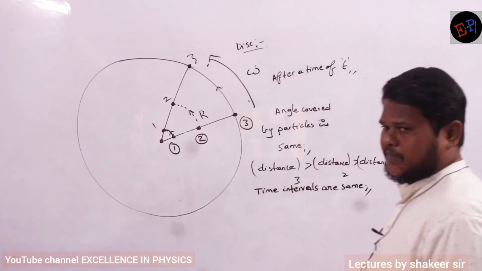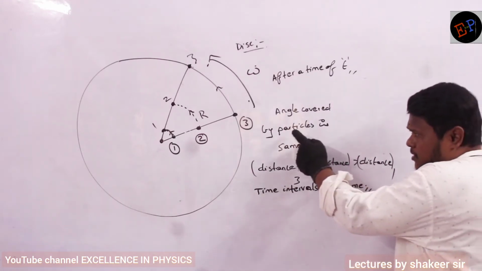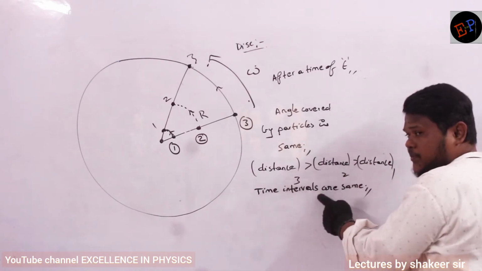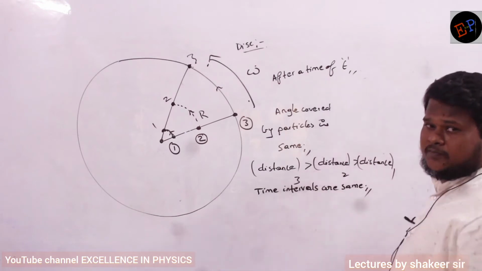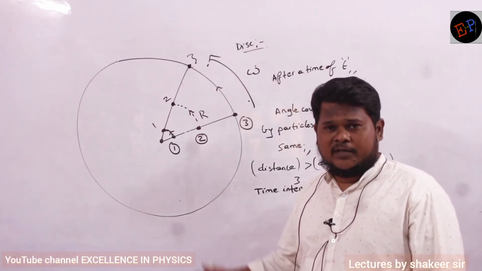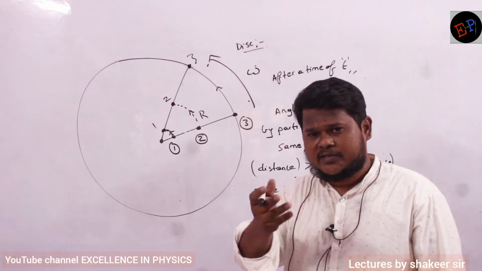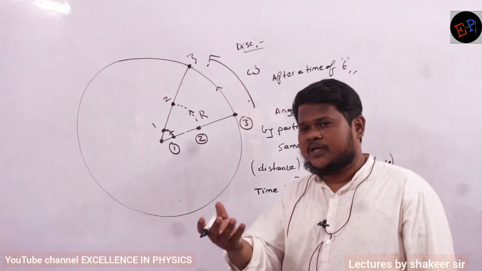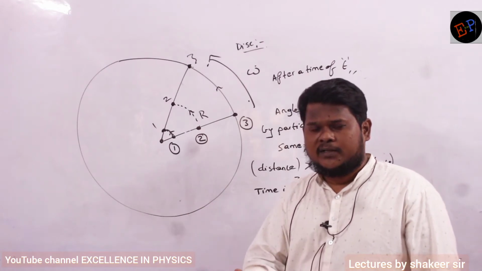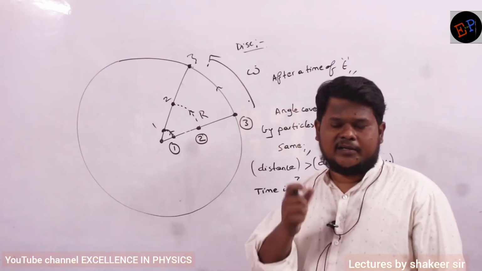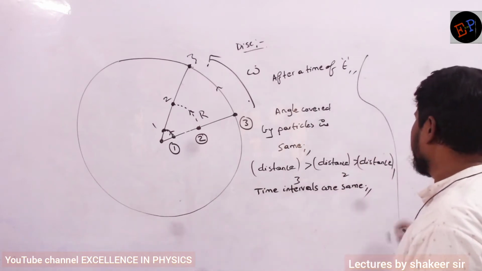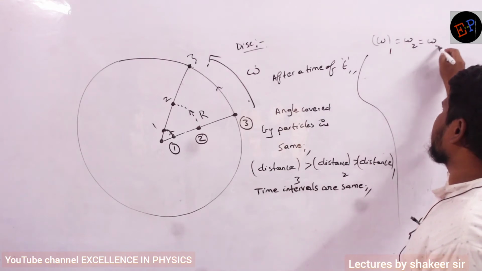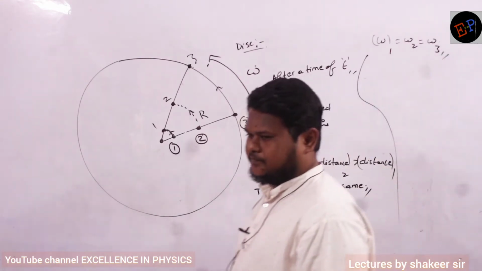Are you able to understand now? Now if you see here, angle covered by each particle is the same, no? Time is the same, no? Theta by time, omega. Omega is also the same. Every particle is covering the same angle in the same time, so omega value is also the same. Because omega is nothing but d theta divided by dt, or delta theta divided by delta t. So omega of first particle is equal to omega of second particle is equal to omega of third particle.